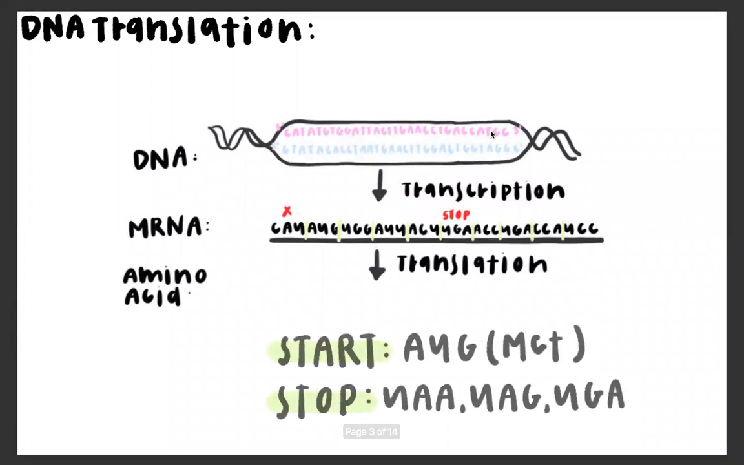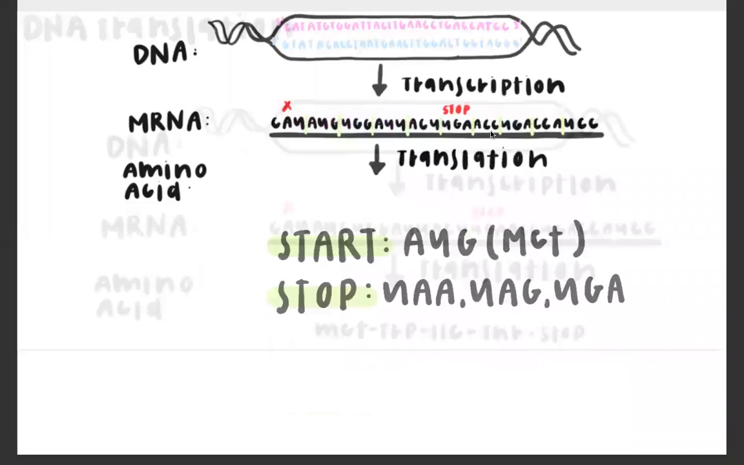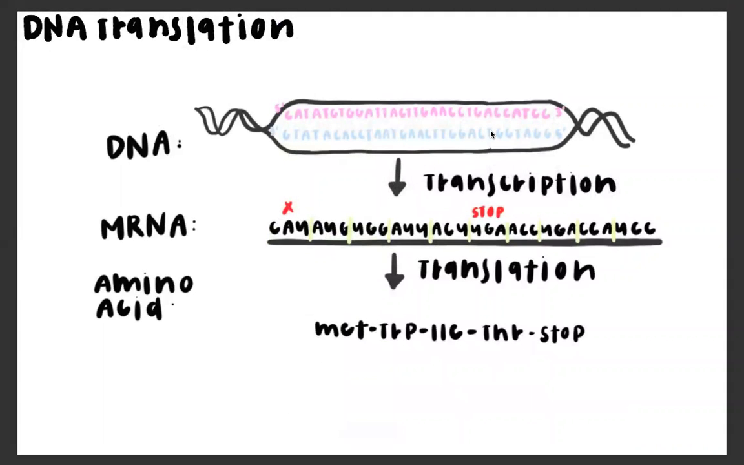Next, we are able to undergo translation, which involves converting our mRNA to amino acid sequences. As you can see, I've separated our mRNA strand into groups of 3 and have looked for where my stop and start codons are. This is our amino acid sequence for our mRNA sequence.